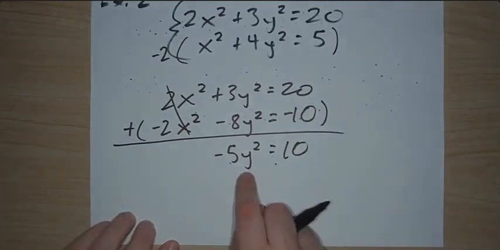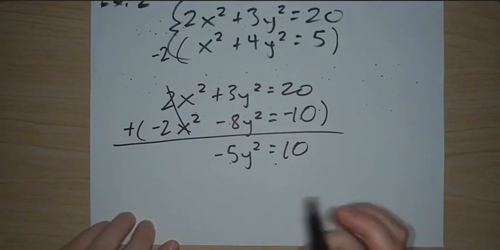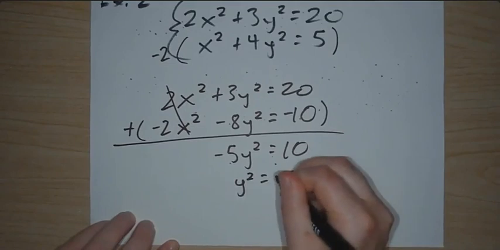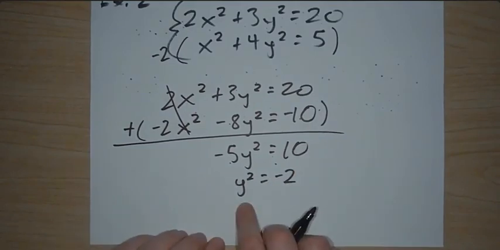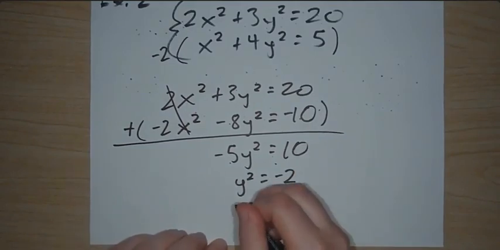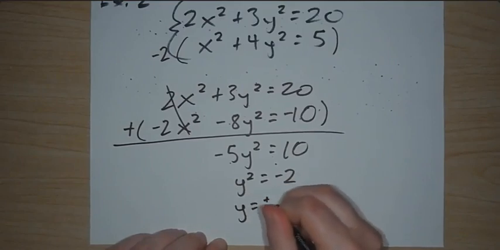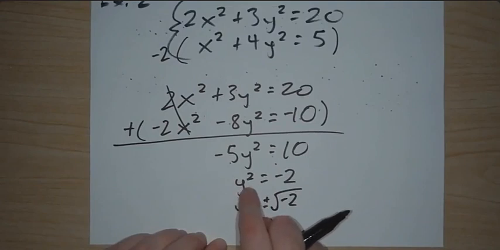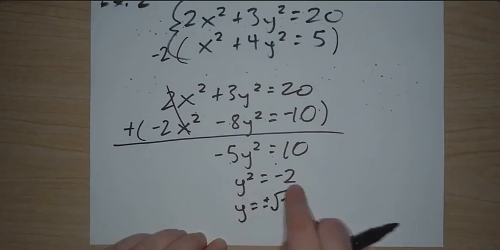So now we notice that we only have one variable left, y, so we're going to solve for y. Dividing by -5 on both sides, we have y squared is equal to -2. Square rooting on both sides, to get rid of this square, we have y is equal to positive negative square root of -2. Remember, when we square root to get rid of a square, we need to add the positive negative sign in there, because if we plug this back into this equation, this could be negative or positive to get this -2.